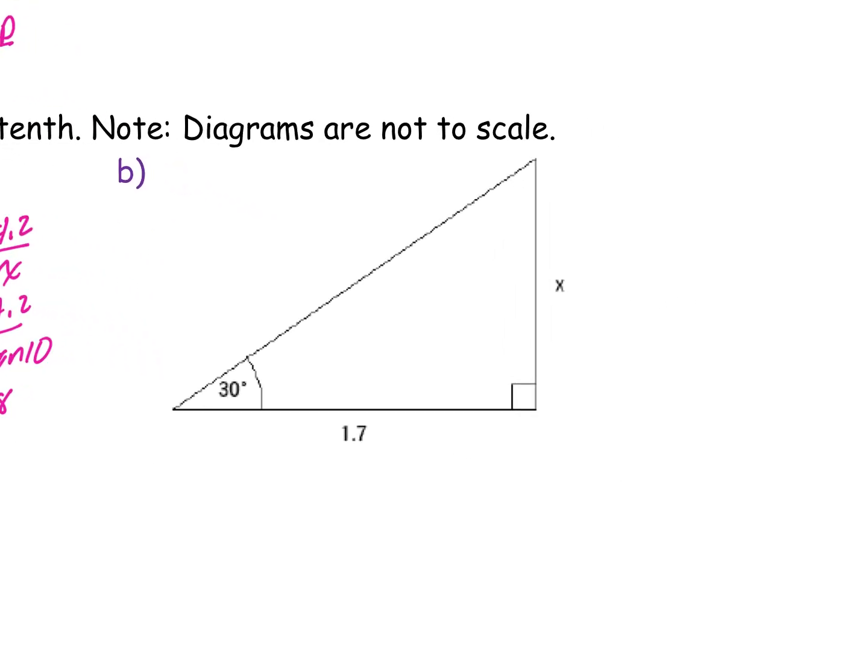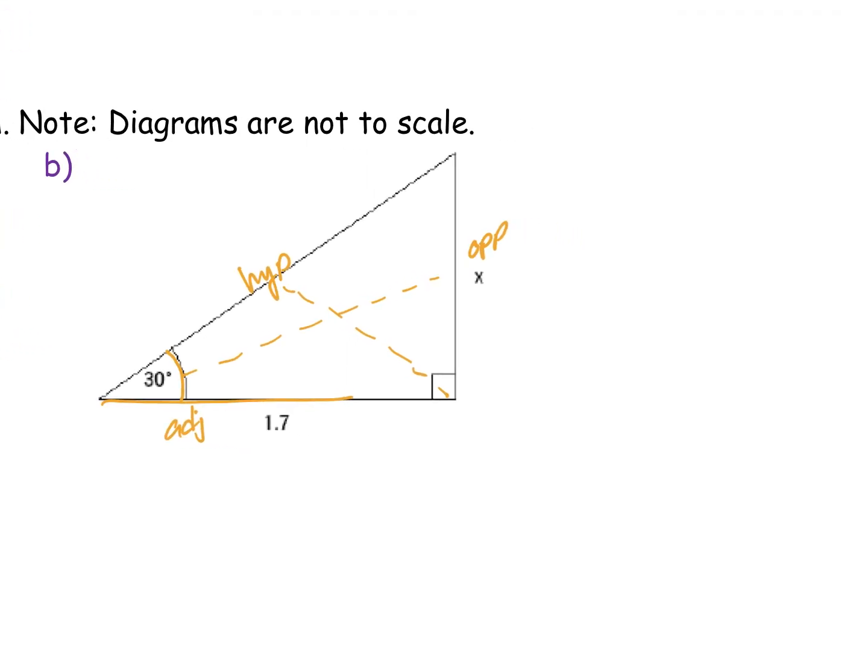So B, again, same thing. Here's my angle. Here's my hypotenuse. Here's my side opposite. So the last side is my side adjacent. And I know my side opposite and my side adjacent, so that's tangent. Tangent of 30 is going to be equal to x over 1.7.